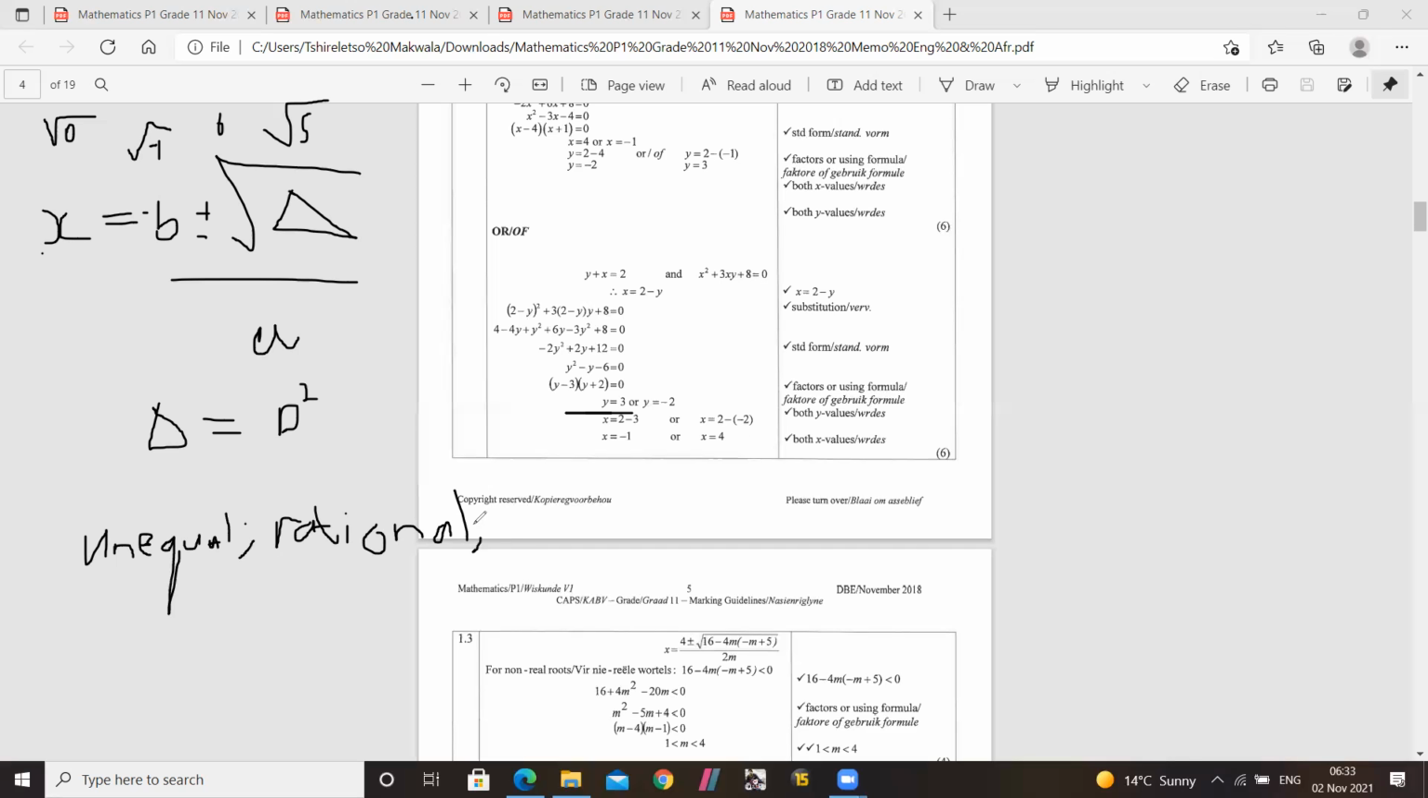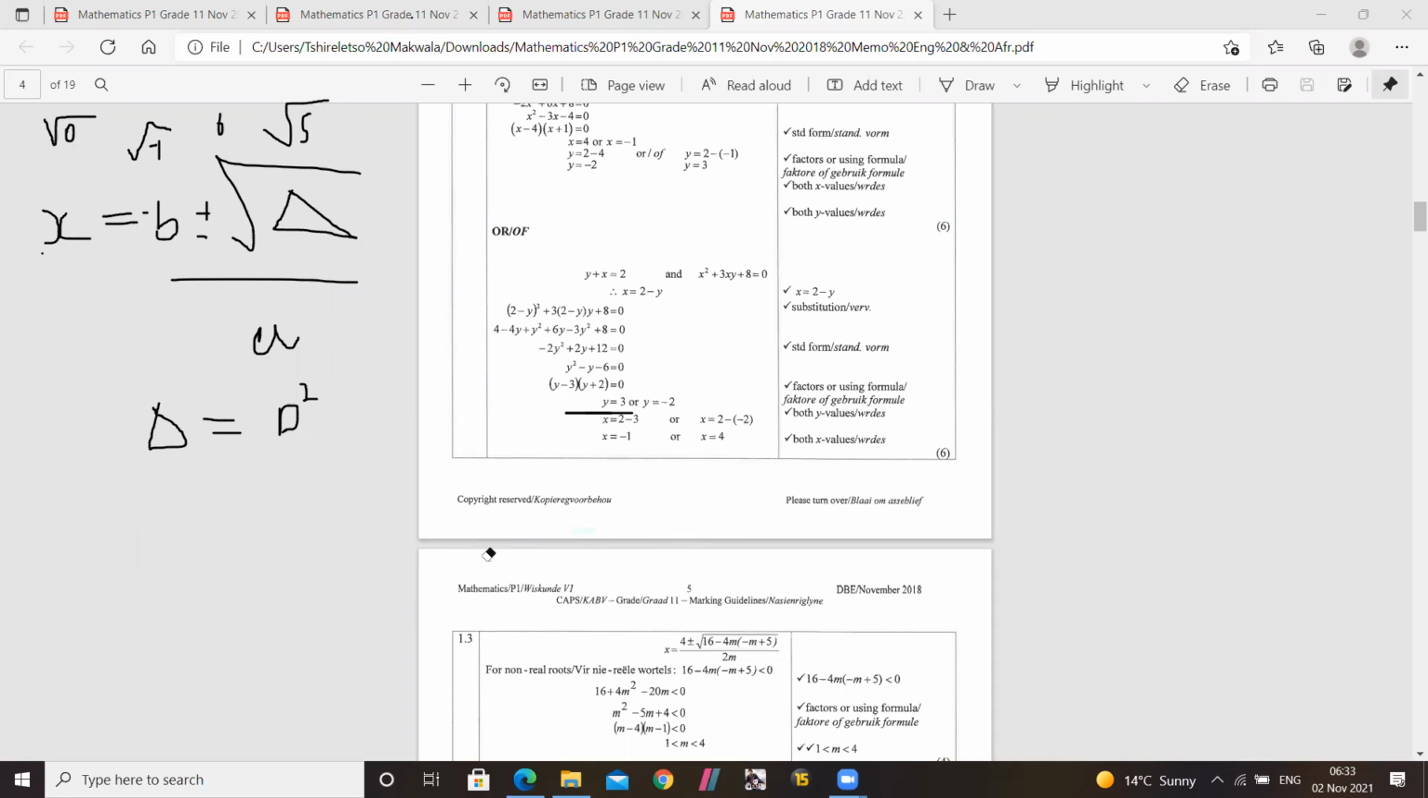Then obviously, because they are rational, they exist, so they will be real. As long as you get a number as an answer, then it is real. It means they exist. If you don't get a number, no solution, then it's non-real because there's no number that exists. So this is when delta is a perfect square: the roots are real and rational.